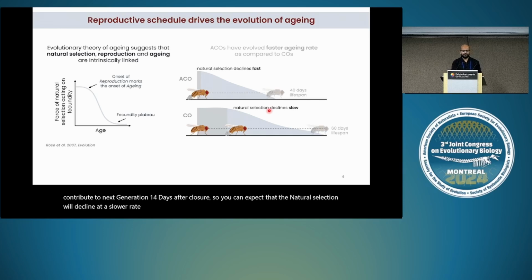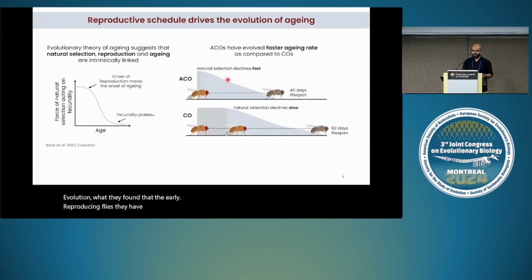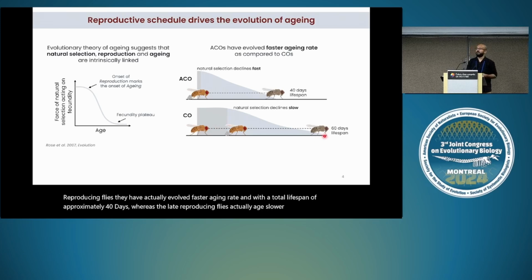And after several generations of evolution, what they found was that the early reproducing flies actually evolved a faster aging rate, with a total lifespan of approximately 40 days, whereas the late reproducing flies age slower, with a total lifespan of around 60 days.